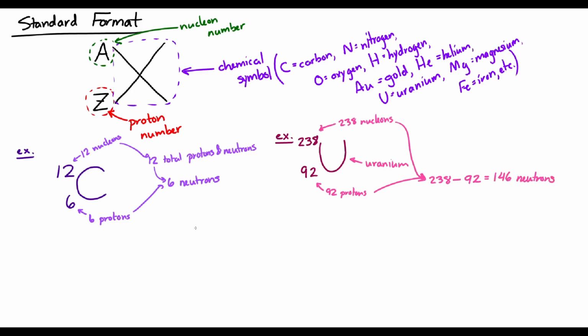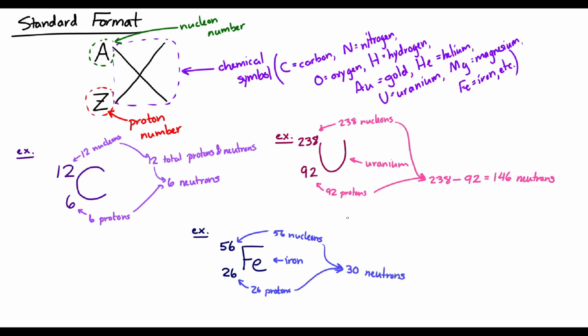And then if I have iron like this, iron has 26 protons, 56 nucleons. This type of iron has 30 neutrons. And the way that we say this out loud, this one would be carbon 12, this one would be uranium-238, and this one would be iron-56. That's the way it's usually said out loud.